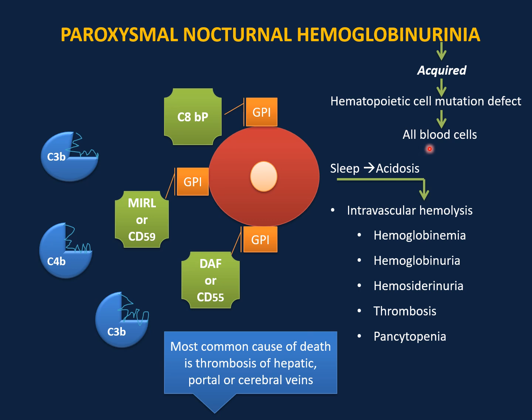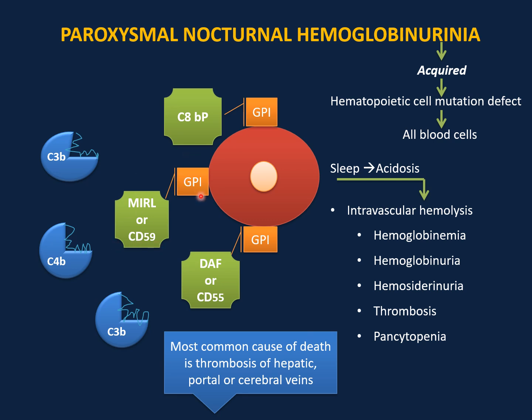So what happened with this disease? This patient, they have a mutation with the GPI. What is the GPI? It is an anchoring protein. Anchoring protein connects these protein molecules to protect the red blood cells from being broken by the complement. So if there is no GPI, there will be no C8 binding protein. If there is no GPI, there will be no MIRL or membrane inhibitor of reactive lysis, or CD59.